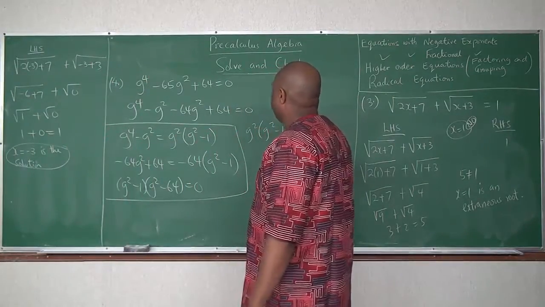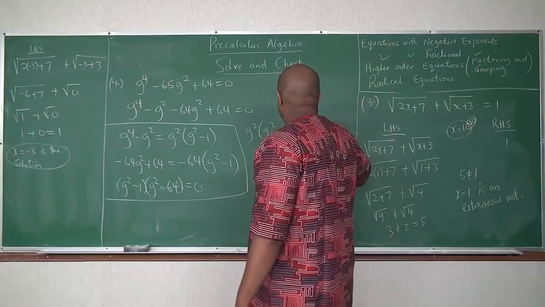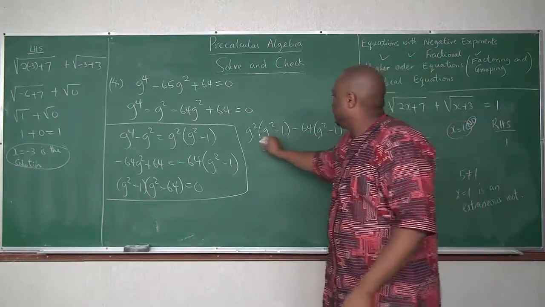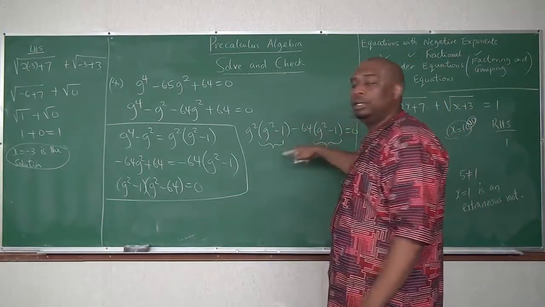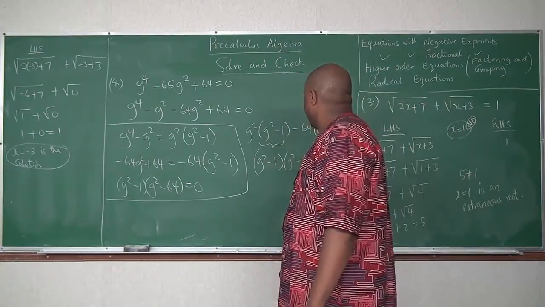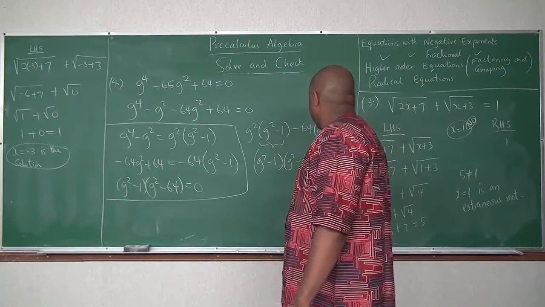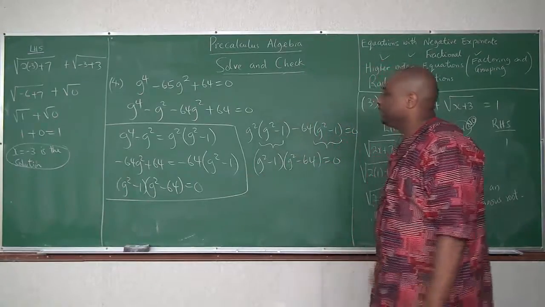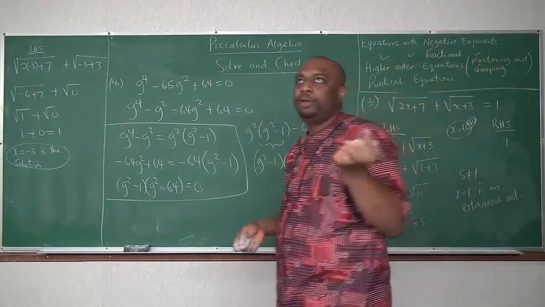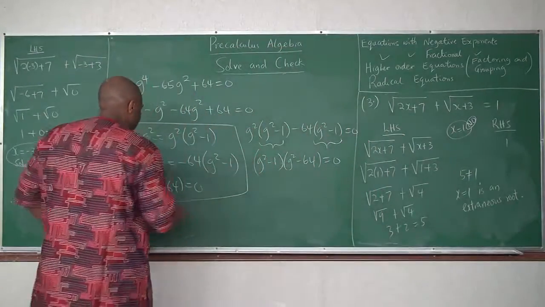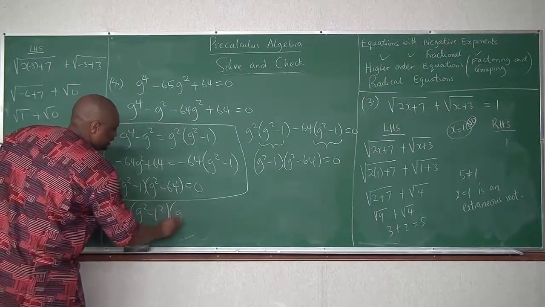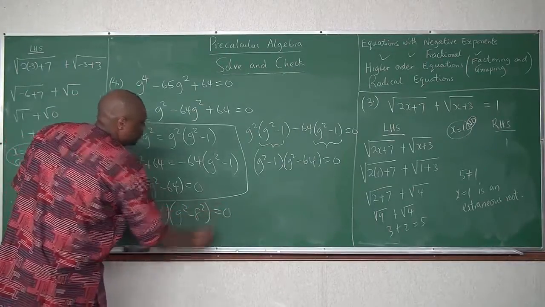You can do g squared minus 1, minus 64 times g squared minus 1, equal to 0. And then you factor by GCF again, because this is common. This is doing it the horizontal way. So now, we have to factor by difference of two squares. And it's in that video, factoring by difference of two squares. So this will be g squared minus 1 squared times g squared minus 8 squared equal to 0.